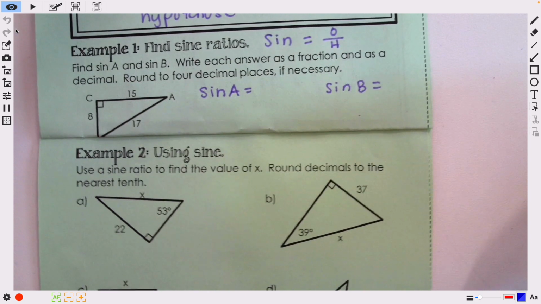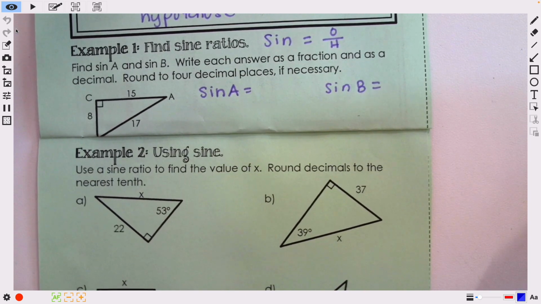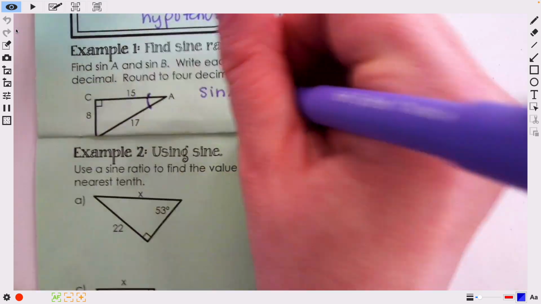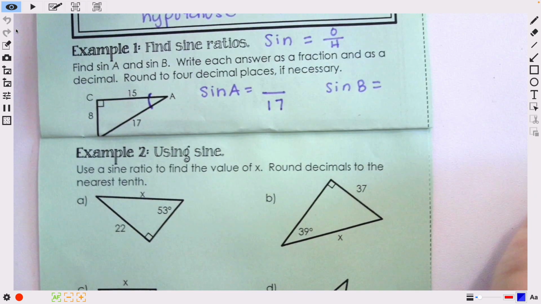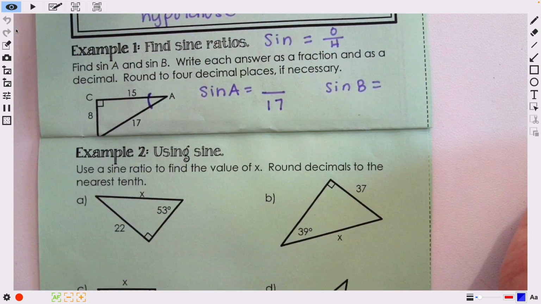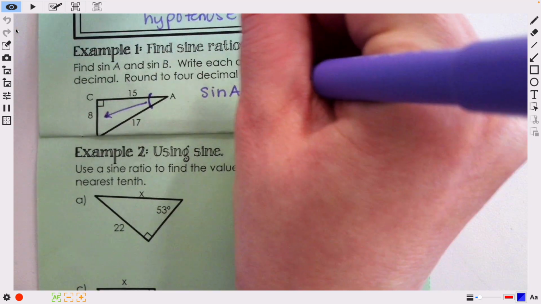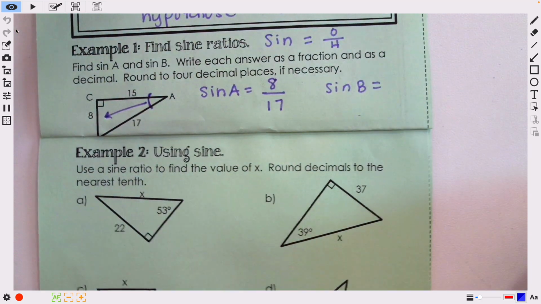It says write each answer as a fraction and as a decimal, round the decimal to 4 places if necessary. Okay, so the sine of A, we're going to look from A first. Opposite side over the hypotenuse. The hypotenuse is easy because the hypotenuse is always the hypotenuse no matter what. So in this case, it's 17. And the opposite side relative to A would be which of those numbers? Good. Okay, and that's your sine ratio.